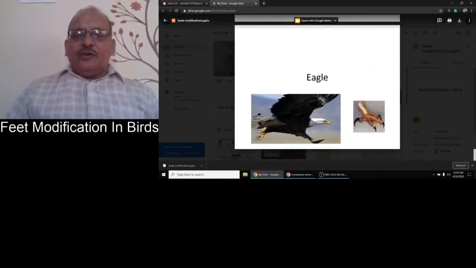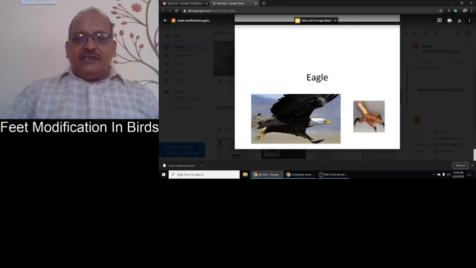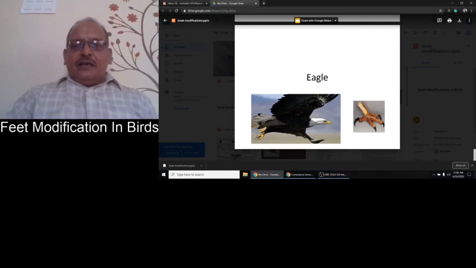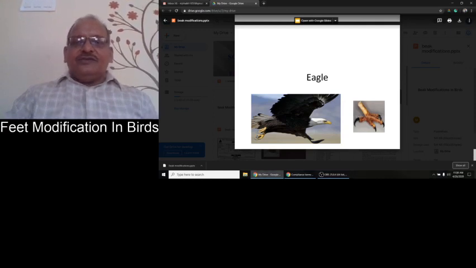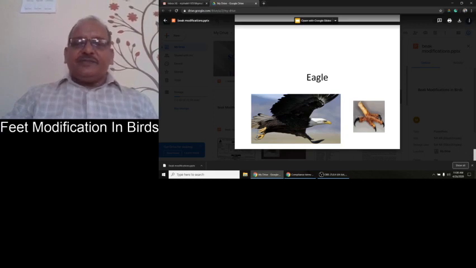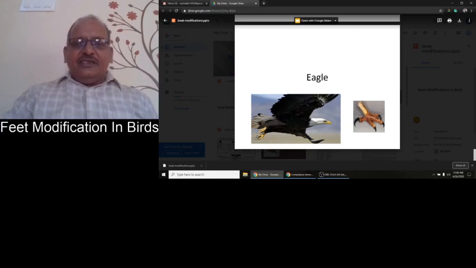This is called the raptorial type of feet, found in carnivorous birds: eagle, vulture, kite. There are four toes present, out of which three are in the forward direction and one toe is in the backward direction. All four toes show pointed endings with claws to catch the prey from a long distance.